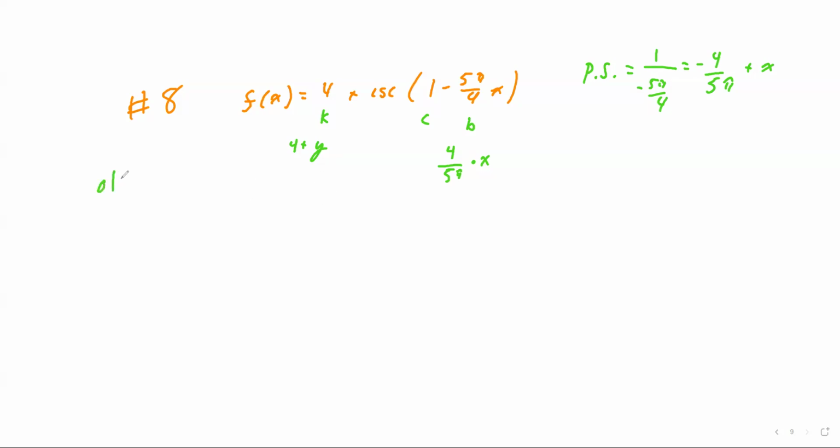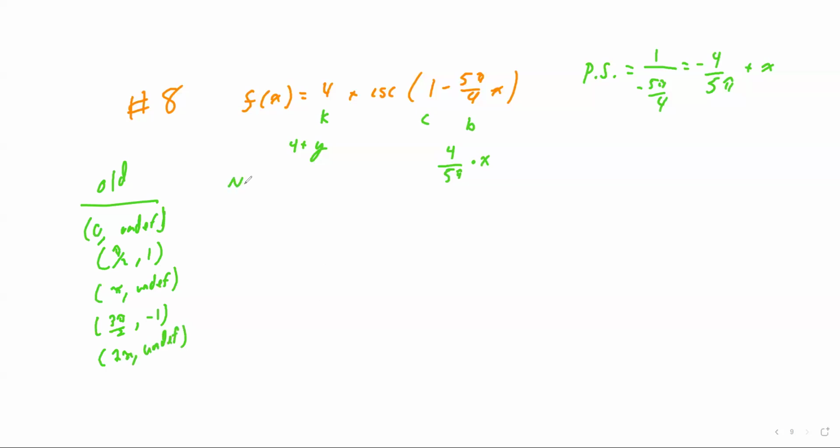All right, so again, old points for cosecant are 0 undefined, pi halves, comma 1, pi comma undefined, 3 pi halves, comma -1, and 2 pi is undefined. All right, my new points, according to what we just wrote, my x value, I would do 0 times this plus this. So again, this means I'm going right. So I need to actually add the positive. So this would be 4/5 pi, comma, undefined.